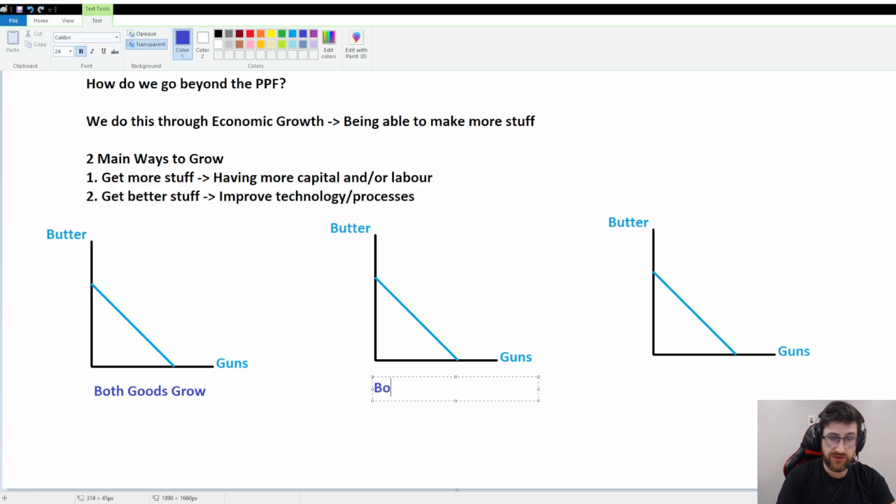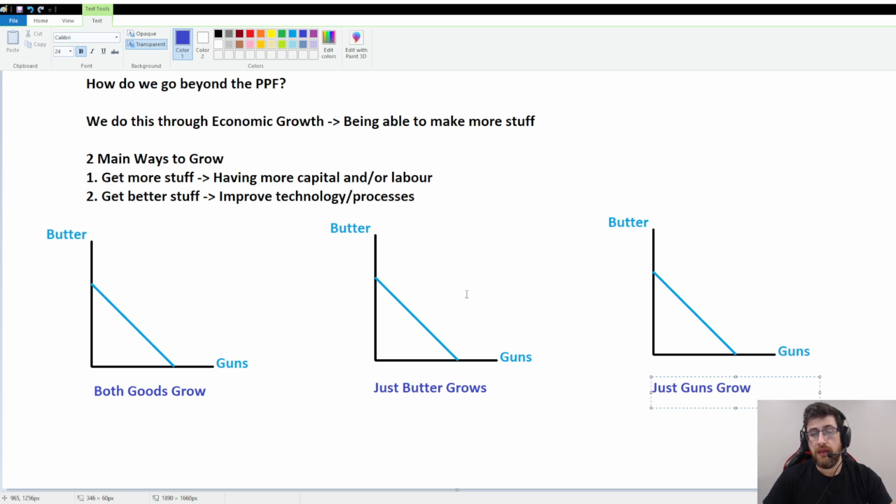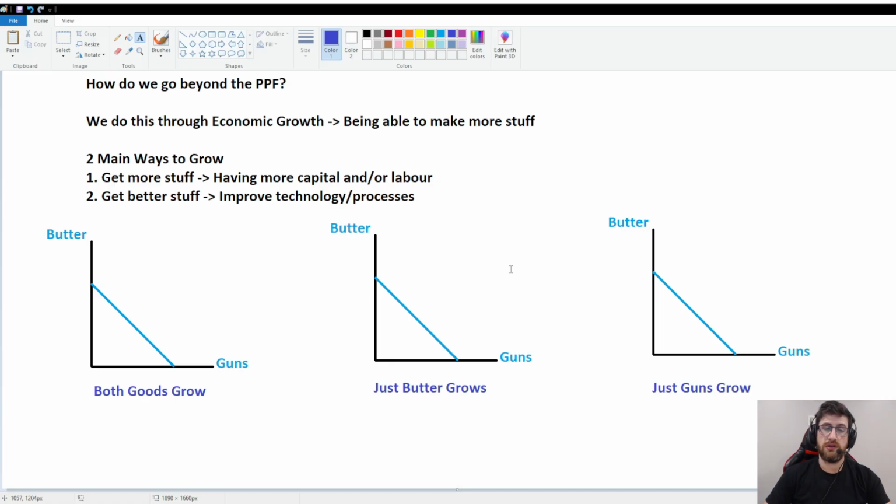We can also have just butter grows. Maybe something happens where only butter is affected, and then obviously the final one is just guns grow. All right. So let's talk about what could cause this and what it would do for us.